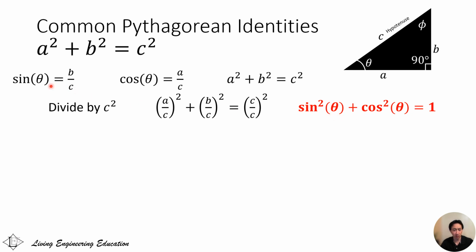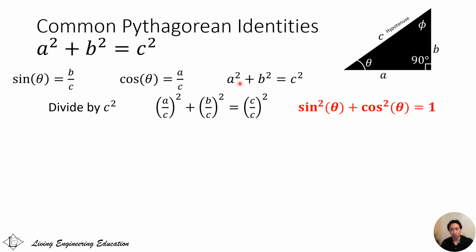So let's see. We define sine theta as b over c, and cosine theta as a over c. And then there's your Pythagorean theorem. If I take the Pythagorean theorem as is and divide by c squared, we get a over c squared, which is cosine theta squared, plus b over c squared, which is sine theta squared, equal to c squared over c squared, which equals 1. So that's a very simple derivation.